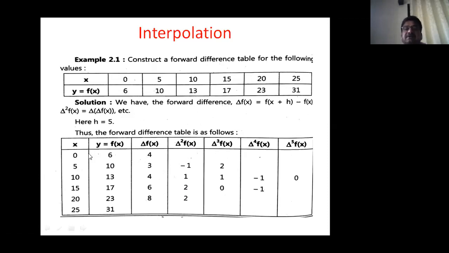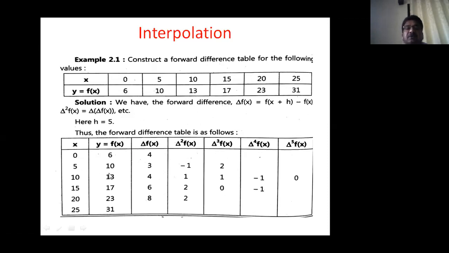Suppose the given values of X or Y are 5, then this forward difference table terminates at delta raised to 4, that is, at the fourth difference. If 10 values are given, then what is the last column of the table? Delta raised to 9 fx. Here 6 values are given, so the last column is delta raised to 5 fx. If the values are 5, then the last column is delta raised to 4 fx.